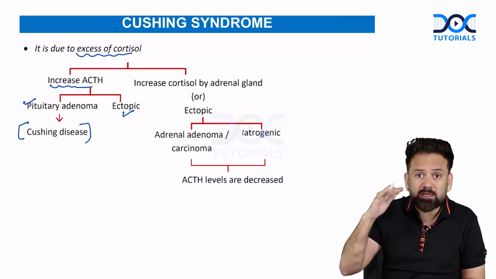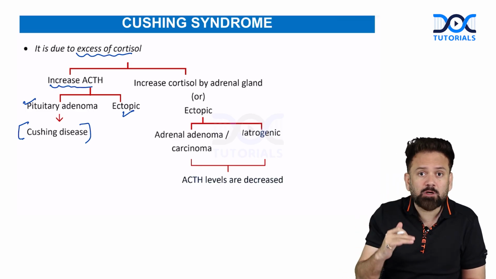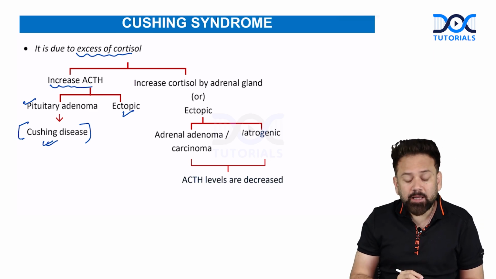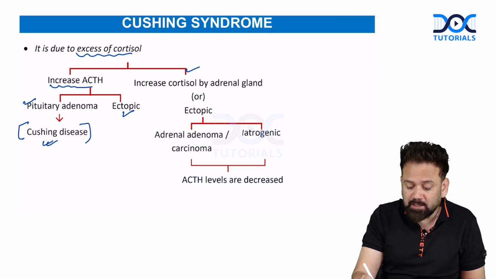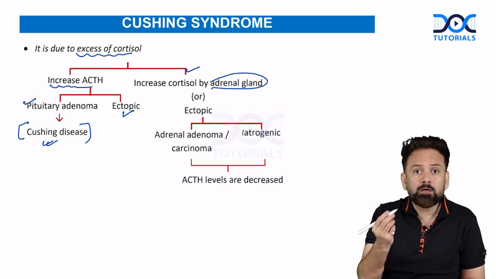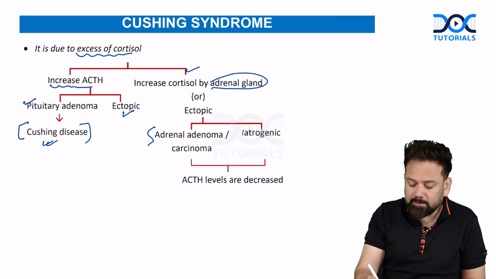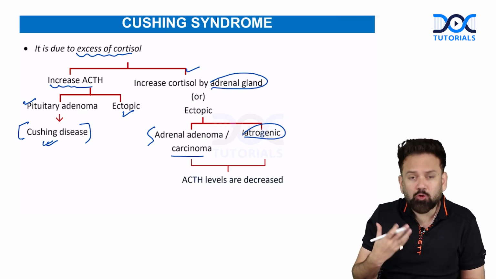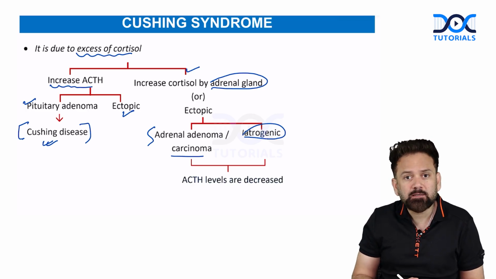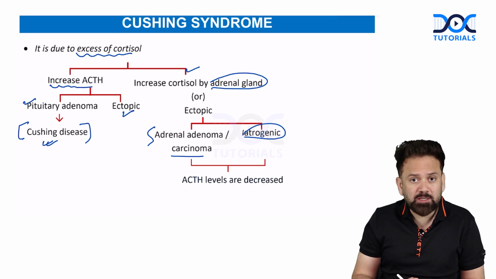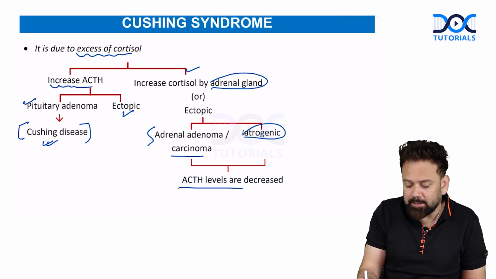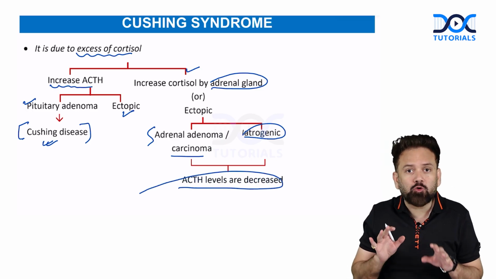These are all part of Cushing syndrome, and if it is because of pituitary adenoma, it is called Cushing disease. And if cortisol is more because of the adrenal gland, it can be due to adrenal adenoma, adrenal carcinoma, or iatrogenic also. Someone is giving cortisol from outside due to some disease. There are various diseases in which the indication is to give cortisol. So in all those conditions, ACTH level will be decreased. So both are Cushing syndrome.